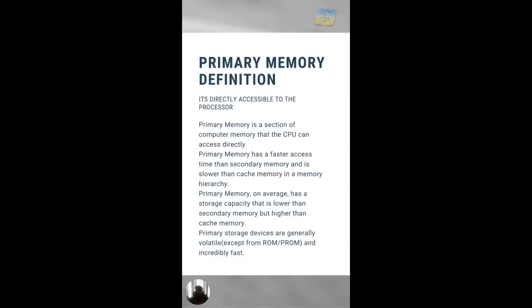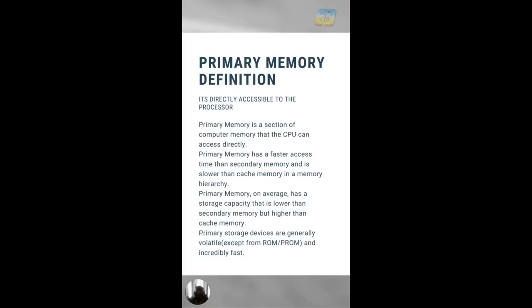Primary memory, on average, has storage capacity that is lower than secondary memory, but it is bigger than cache memory. In other words, cache memory is smaller than primary memory, and primary memory is smaller than secondary memory. In terms of speed, cache memory is faster than primary memory, and primary memory is faster than secondary memory. Primary storage devices are generally volatile, especially the RAM part.